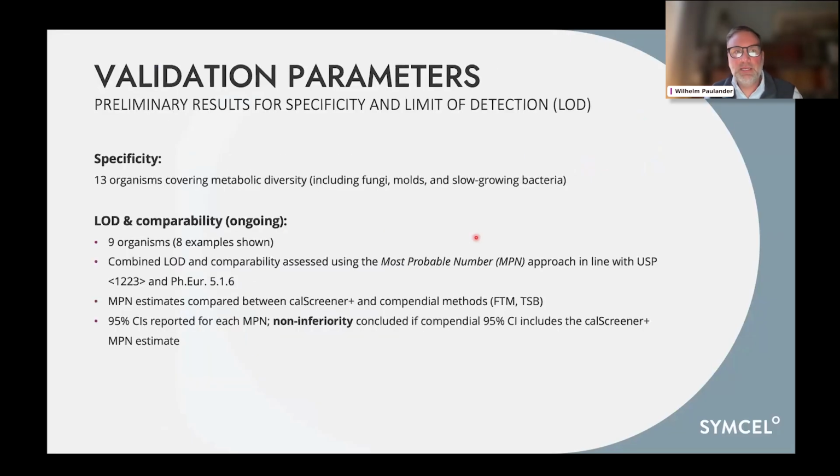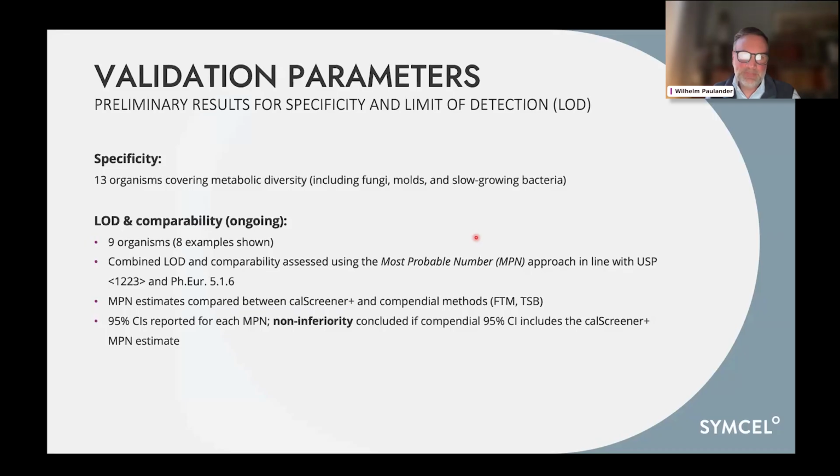If you go further and look at specificity and limit of detection parameters, for specificity we have tried to cover quite a wide range of different metabolic mechanisms. So looking at fungi, molds, and different types of anaerobes, and also, of course, challenging isolates, for instance isolates of concern. But not only looking at the classical organisms to add to a specificity assay, but also trying to cover the different metabolic subtypes.